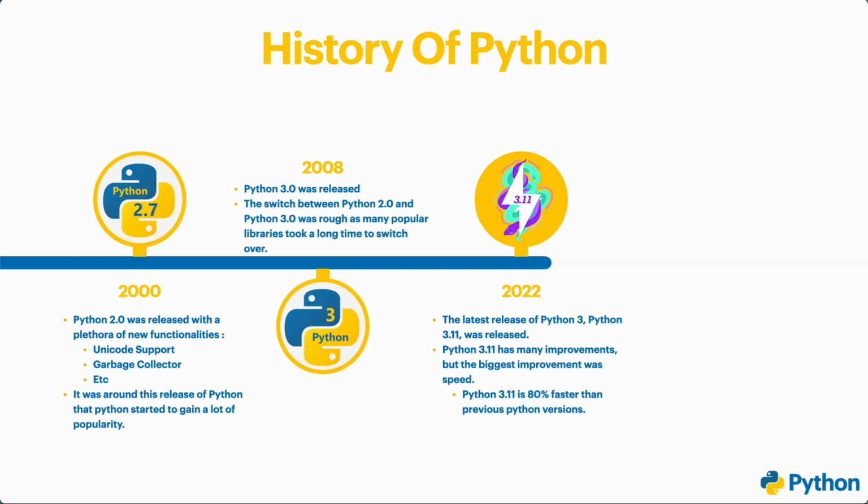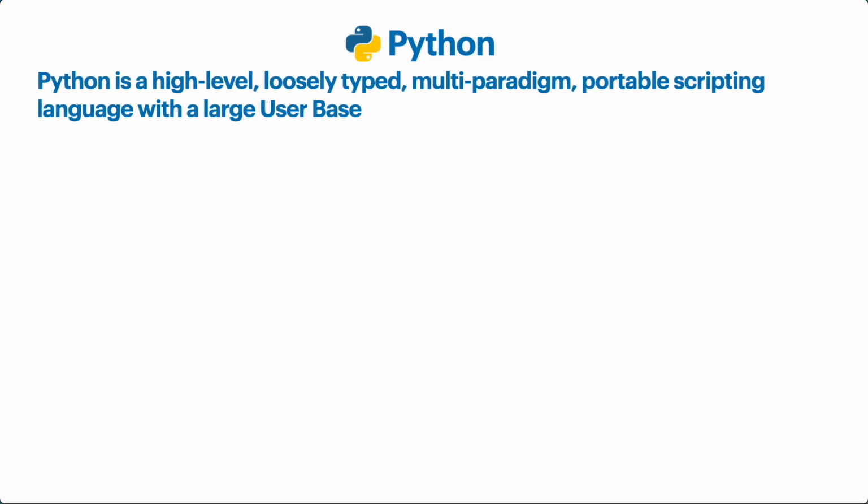So now that we've taken a look at the brief history of Python, let's take a look at the technical definition of Python, as in what makes Python unique when it comes to it being a programming language. This is going to be a technical definition of Python, but don't worry, we're going to be breaking down that definition in this video. So, get ready. Python is a high-level, loosely typed, multi-paradigm, portable scripting language with a large user base. Okay, that was a lot.